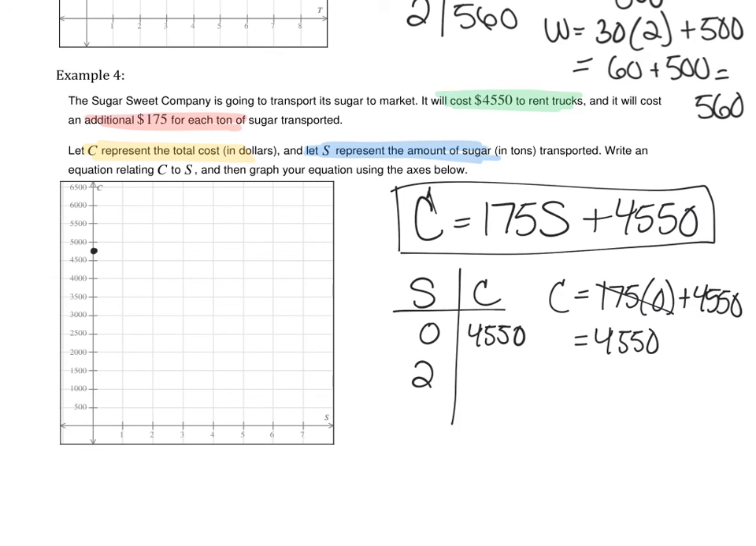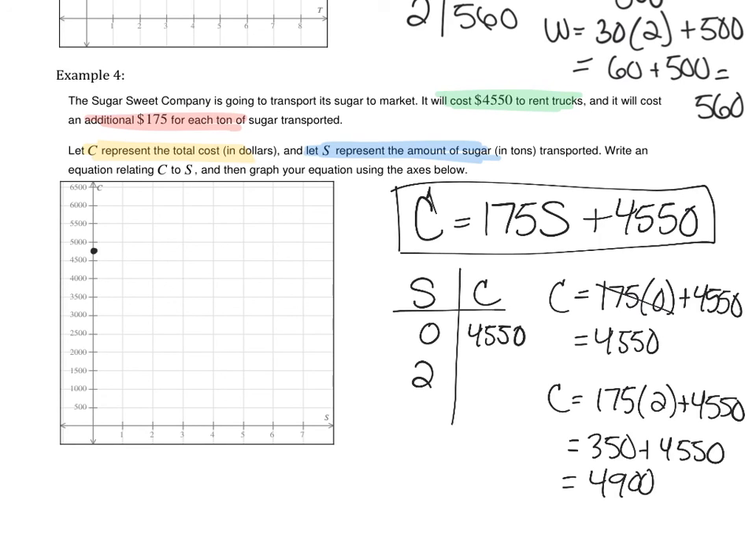And then let's plug in 2 and see what we get. So we have C equals 175 times 2 plus 45.50. So 175 times 2 is 350 plus 45.50 is 395.50. So 395.50 is where we're going to plot. So I'm going to go onto my graph and go over 2 and then go up to 395.50. And then I'm going to make my line.